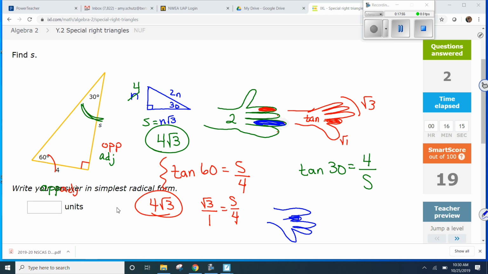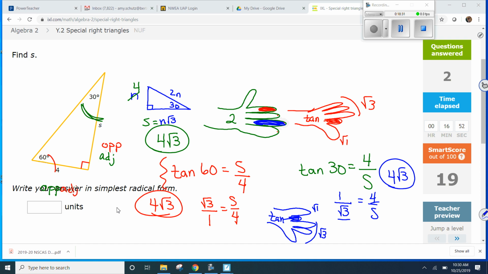So if your ring finger is folded in and you are looking for the tangent, so you got your hand upside down, then what you have is the tangent of 30 is equal to the square root of 1 over the 3 fingers that remain after your folded finger, your ring finger. So the square root of 3. The square root of 1 is 1 over radical 3. That's the tangent of 30 degrees, and that's equal to 4 over S. So once again, you cross multiply, and when you cross multiply and then divide by 1, you get back to 4 radical 3 again. So there's your answer.